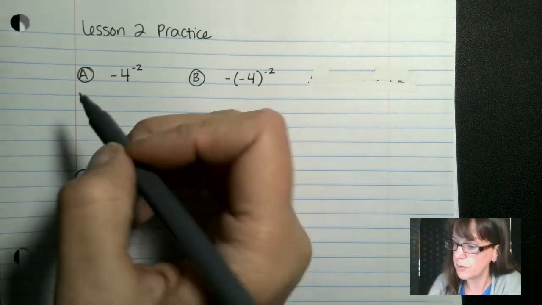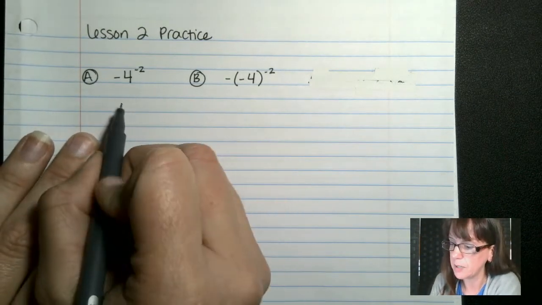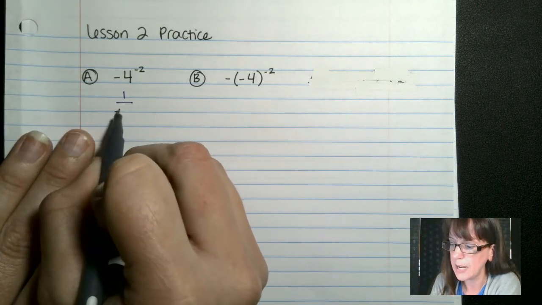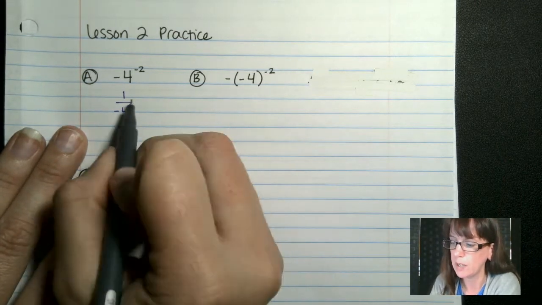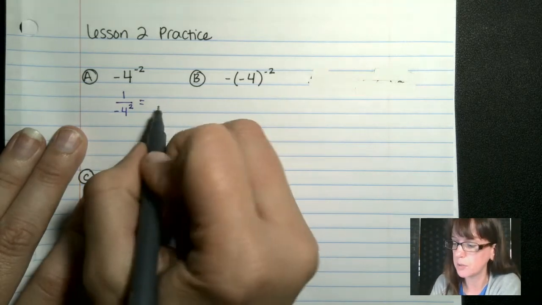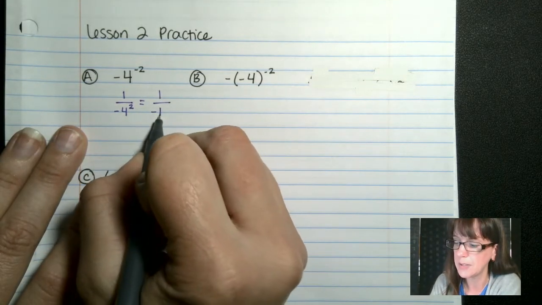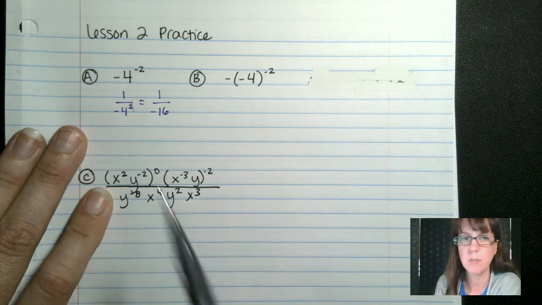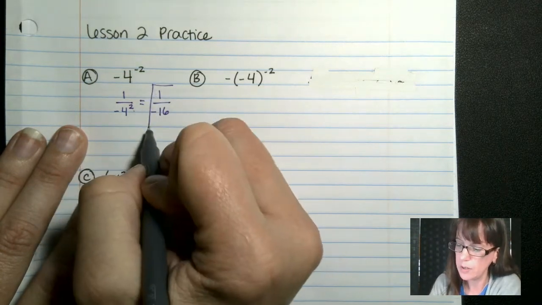Okay, so for this guy, we've got a negative 2 there, so we're going to say 1 over negative 4 to the 2 power. Now, there's no parentheses involved, so it's 1 over negative 16. We do 4 squared, and then we slap that negative on it. So 1 over negative 16.